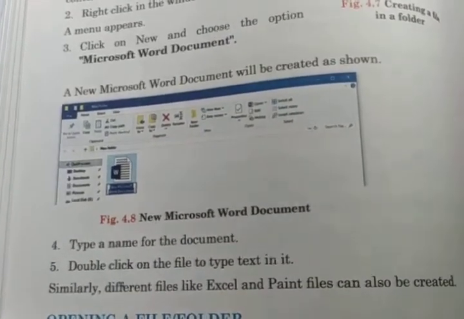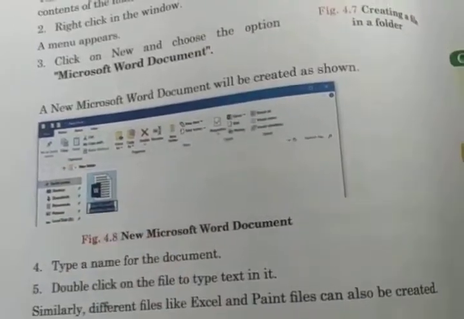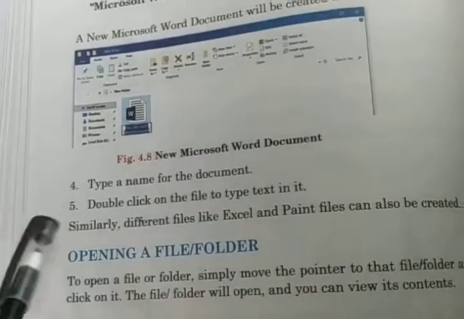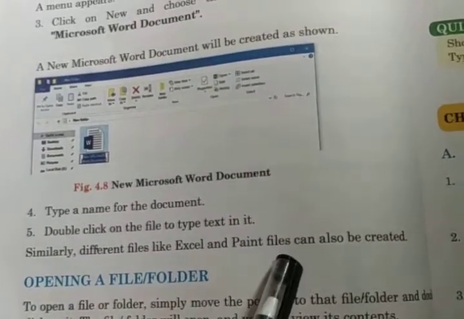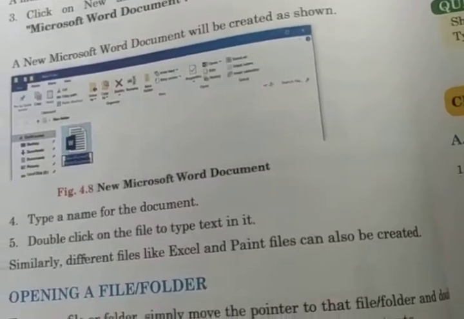If you want to type text in it, तो आप इसको डबल क्लिक करोगे, ये ओपन हो जाएगा, and then you can start typing it. Okay, similarly different files like Excel and Paint files can also be created. इसी तरह से हम अलग अलग फाइल्स बना सकते हैं, ठीक है.